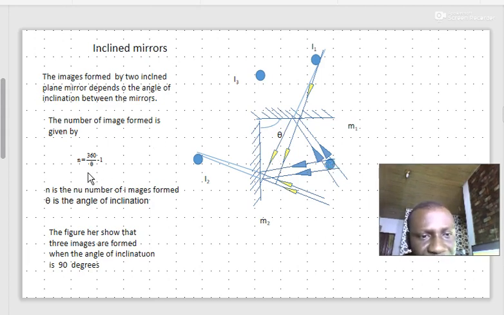The angle they make with each other is called theta. So n is equal to 360 over theta minus 1. That gives the number of images, n, that are formed. In this explanation, I used three images. That means I've assumed here that theta is 90 degrees. Now, if we substitute 90 here, we're going to get 360 over 90 minus 1. That will give 4 minus 1. 3 images will be formed.